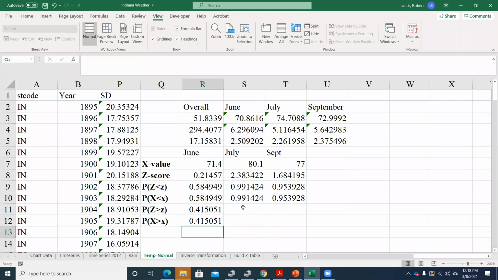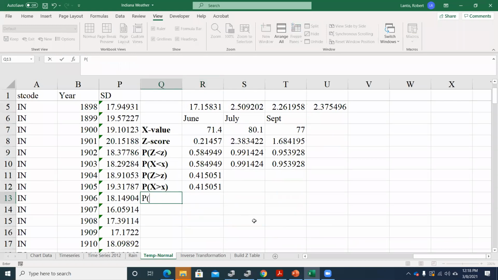You can copy this over if you want, but I want to look at a couple other things. So what if I wanted the probability, let's use June temperature still, between 70 and 72. Okay.